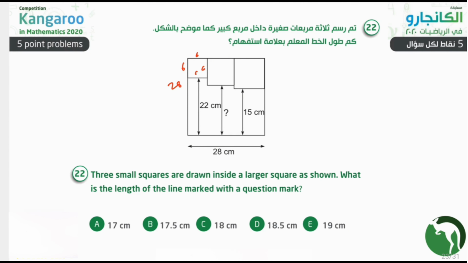And here also we can calculate the side length of this square. We have here 15, and the total length is 28. So here we have 13, and here 13, 13, and 13. Now we know that all of this length here is also 28, and here we have 6 and 13. So here we will have 9, 9, and 9. So the distance here is equal to 28 minus 9, which is equal to 19, and E is the correct answer.